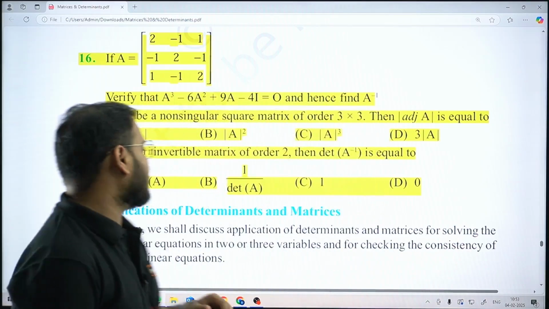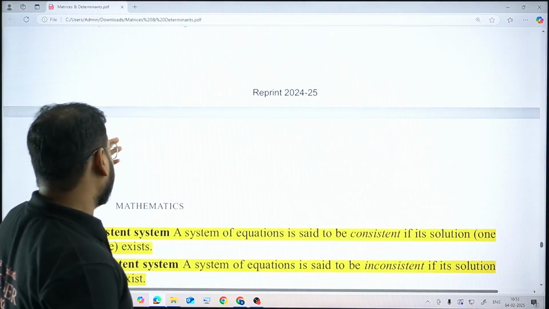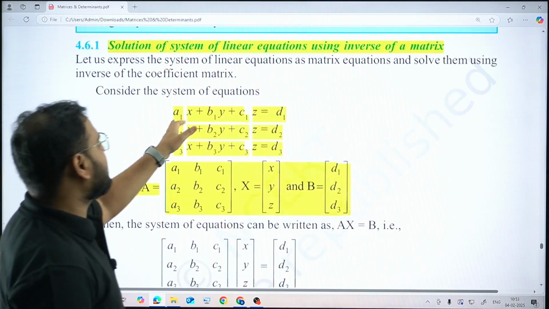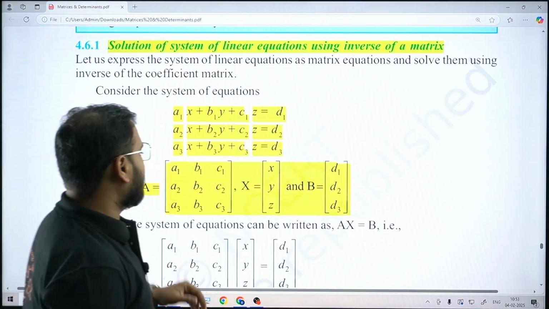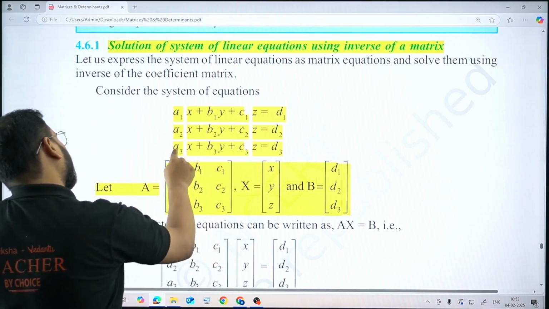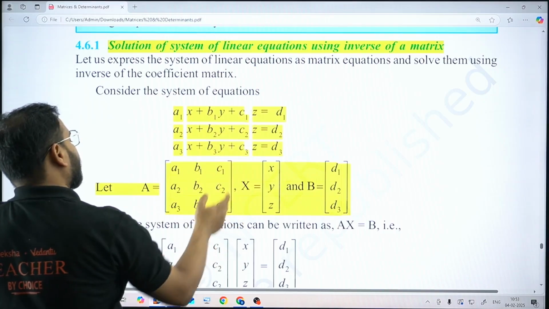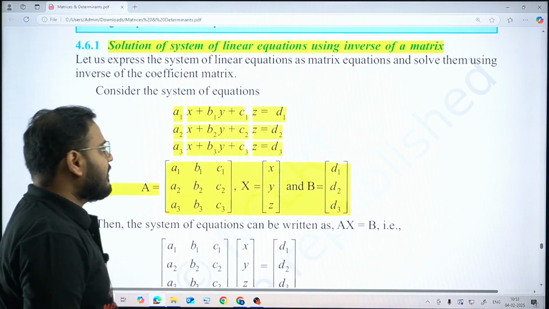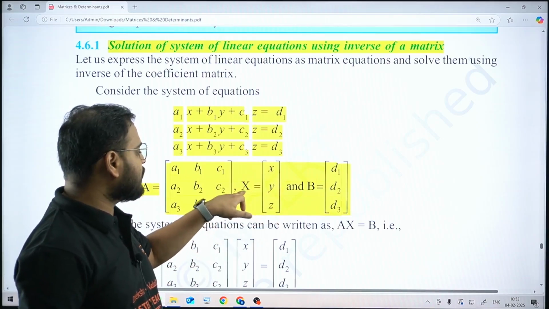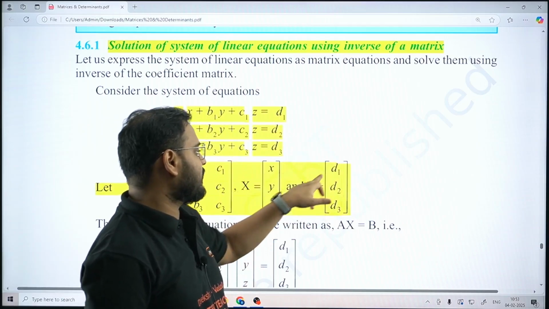Application of determinants and matrices: what we have in this is the linear form, where you find the solution of a pair of linear equations. Check this out. Three equations are given in the variables x, y, z, and you write this in matrix form. Write the coefficients of x in one column, the coefficients of y in one column, and the coefficients of z in one column. That will become your matrix A. The variables x, y, z will be written vertically in a column, so it will be matrix X. Matrix B is the constants, d1, d2, d3.